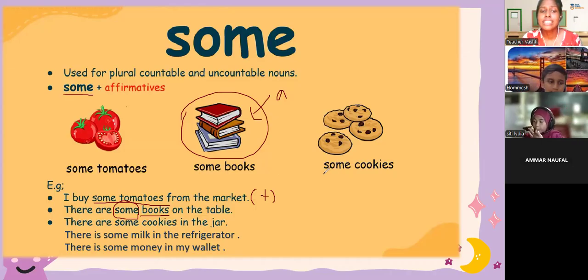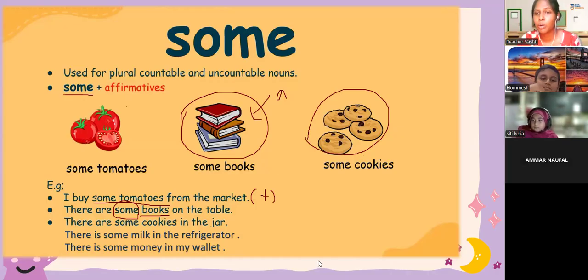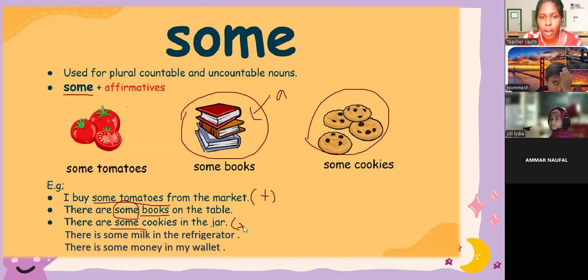Next one is some cookies. How many cookies can you see there? 4 cookies. Anyone here eating cookie right now? No? What are you all eating now? Rice. Fries. Okay. Spaghetti. Okay. So there are some cookies in the jar. Why do you use the word some? Because it's more than one, and the sentence is positive.